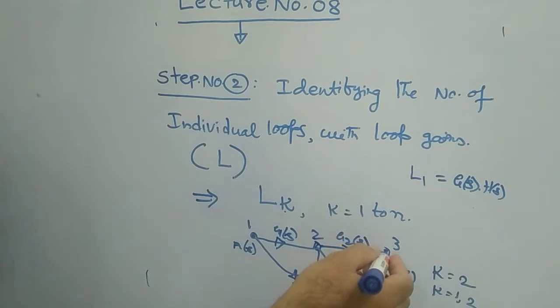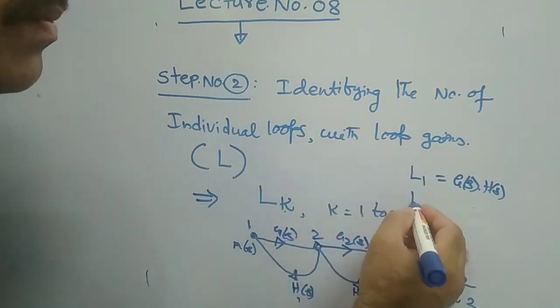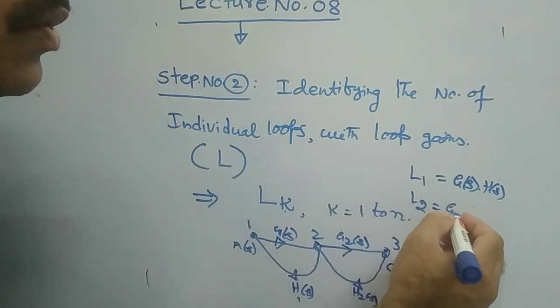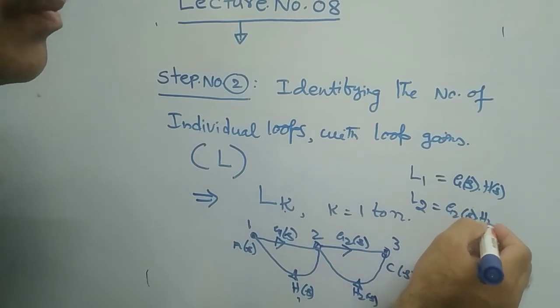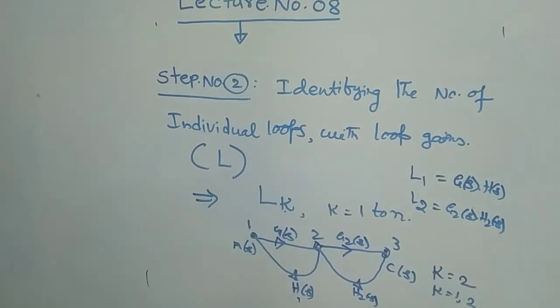And similarly, this is L2. L2 is equal to G2 of s into H2 of s. For this example, that is the meaning of step number 2: identifying the number of individual loops.